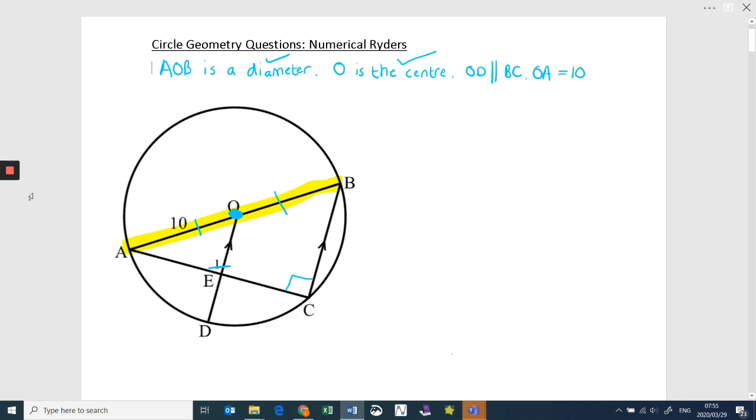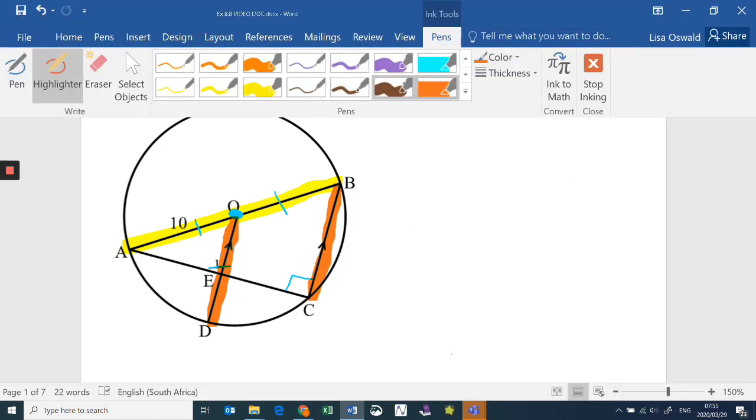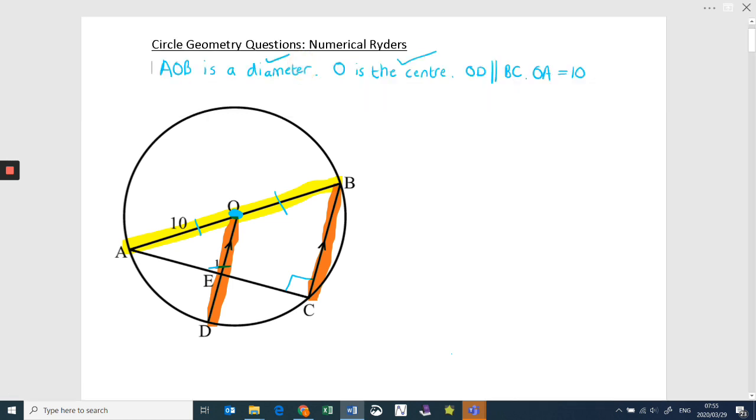The next thing is that OD is parallel to BC. So again, I'm going over my parallel lines, and then the next question I'm asking is, what does that give me? All right, so parallel lines should give me the fun angles, so it should be my corresponding, my co-interior, my alternate. Let's have a look and see what's available. Well, they're parallel. I've got C is 90. E1 must be 90 as well.